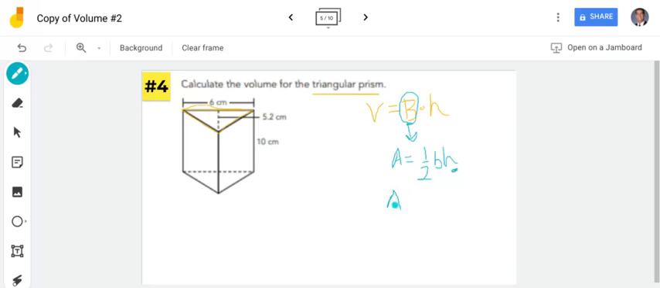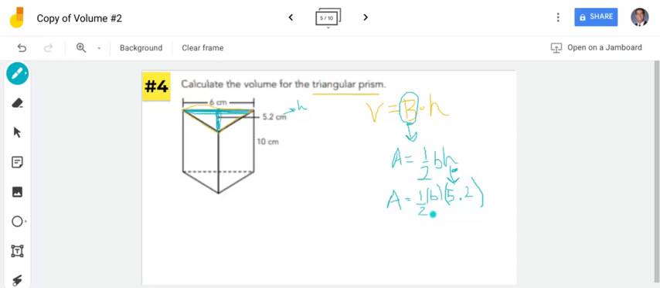I have area equals 1/2 times the base of the triangle. This right here is the base of the triangle. It is 6. That's base of triangle, 6. Okay, what is the height, not of the prism, the height of the triangle? The height of the triangle is shown right here. This little dashed line right here, it's showing me is 5.2. And so this is the height of the triangle. That's what I'll put in here for height of triangle, 5.2.